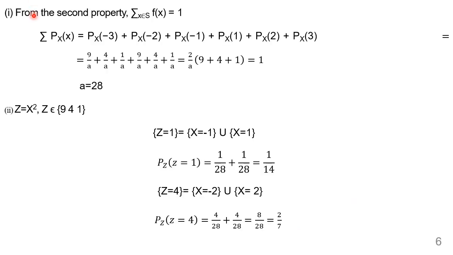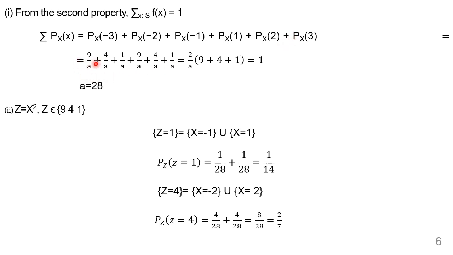From the second property of probability mass function, we know that the summation of probabilities should always be equal to 1. So the sum of the probabilities is equal to the probability of x equal to minus 3, plus the probability of x equal to minus 2, plus the probability of x equal to minus 1, plus the probability of x equal to 1, plus the probability of x equal to 2, plus the probability of x equal to 3.